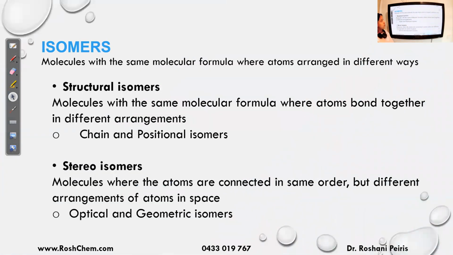So what are isomers? Isomers have the same molecular formula, where atoms are arranged in different ways. There are two types, called structural isomers and stereoisomers. In structural isomers, they have the same molecular formula, but atoms are connected in different ways. There are two types of structural isomers, which are chain and positional. In stereoisomers, the connectivity of atoms is also the same, but their spatial arrangement is different. Under stereoisomers, we learn optical and geometric isomers.